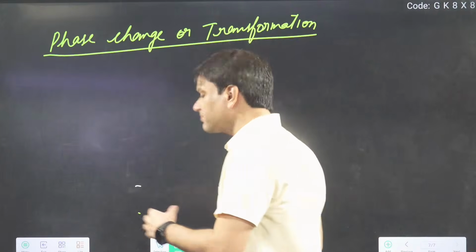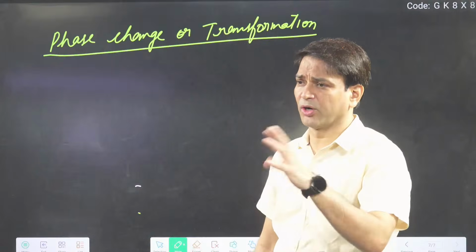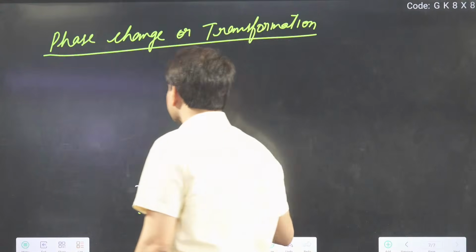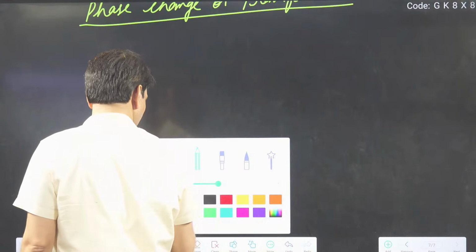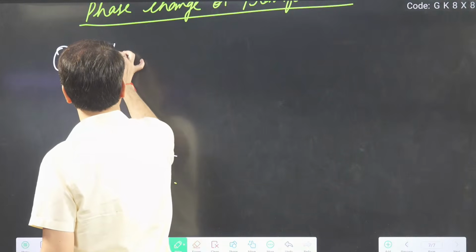Okay. Then I will define the temperatures only, like melting point, boiling point. So the first one is what? Melting point.